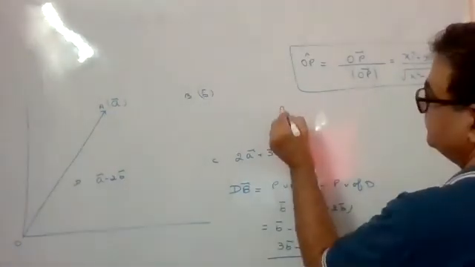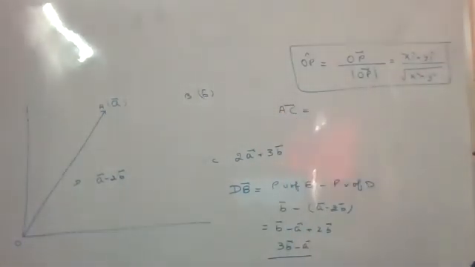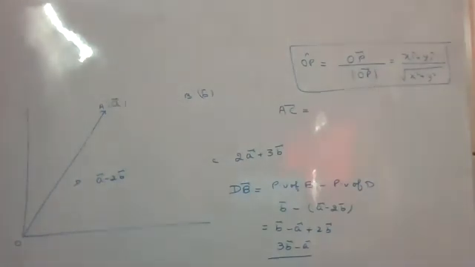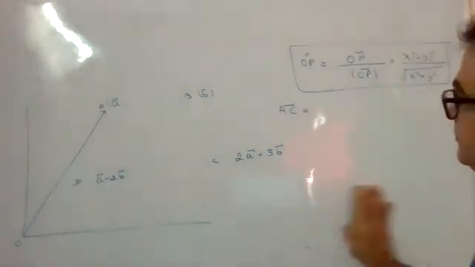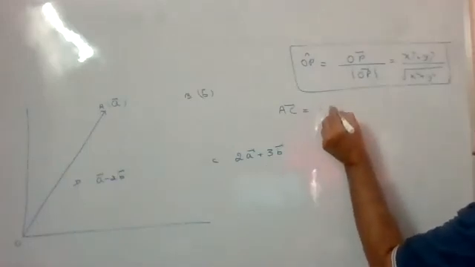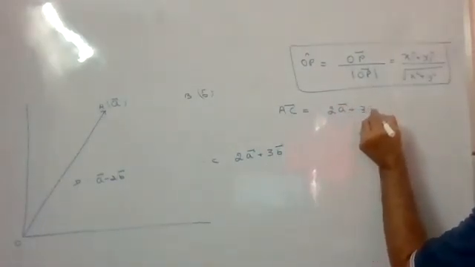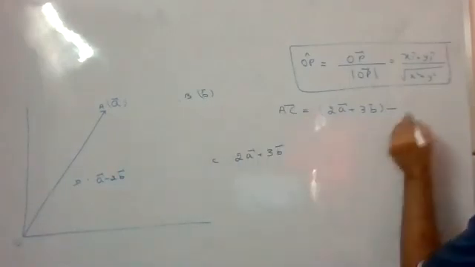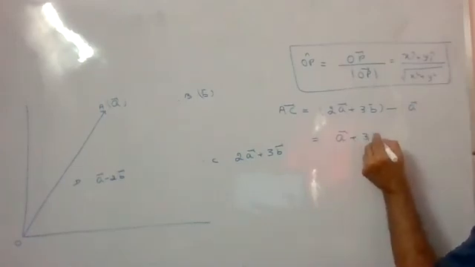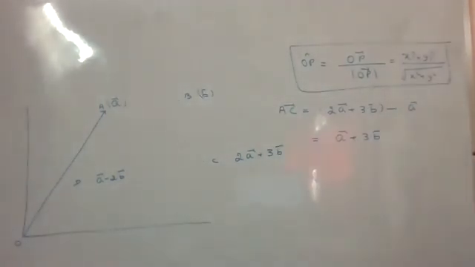Same way, find out what is AC vector here. Please find out AC vector. AC means position of C first. So it will be 2A plus thrice B minus A. A will be A only. So what I get here, it will be A plus thrice of B is AC vector.